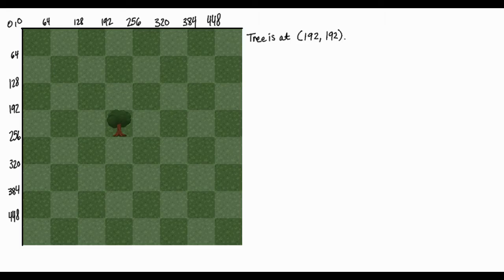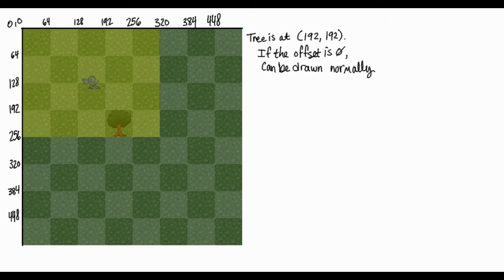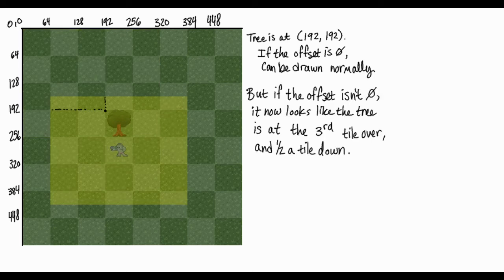Okay, we have an offset, but what do we do with it to get the graphics to draw properly? Say we have a tree at 192, 192. If the screen offset is just at 0, we can draw everything normally. The tree goes at 192, 192 with respect to the screen's origin and the map origin. However, if the offset isn't at 0, then the tree looks more like it's 2 tiles over and half a tile down when we're looking at just what is on the screen.